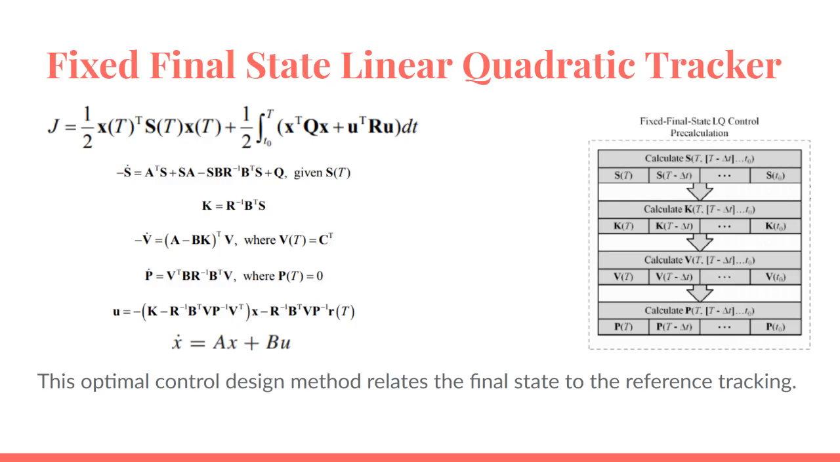So for a problem where you have the fixed final state, the procedure is a little bit more complicated. So from here you have a cost function where S and Q are the weights for final state and intermediate state respectively. So they're generally 0 because the final state is known. So you want to minimize the input control. You go through this algorithm where you solve for your S, integrate it backwards, and plug it into your K, get your V, integrate it, get your P, integrate it, and then you put it into your U and you solve for your state.